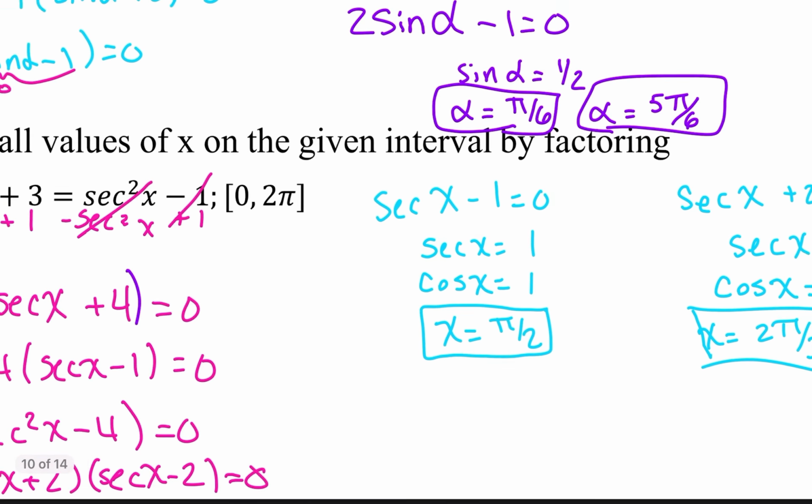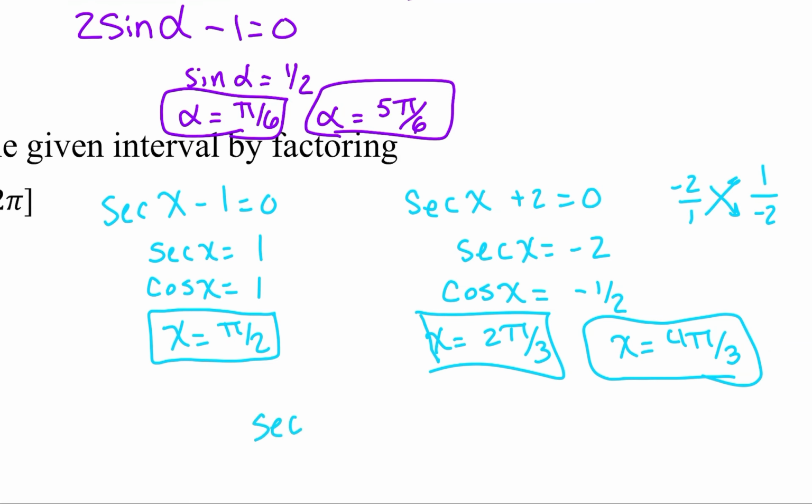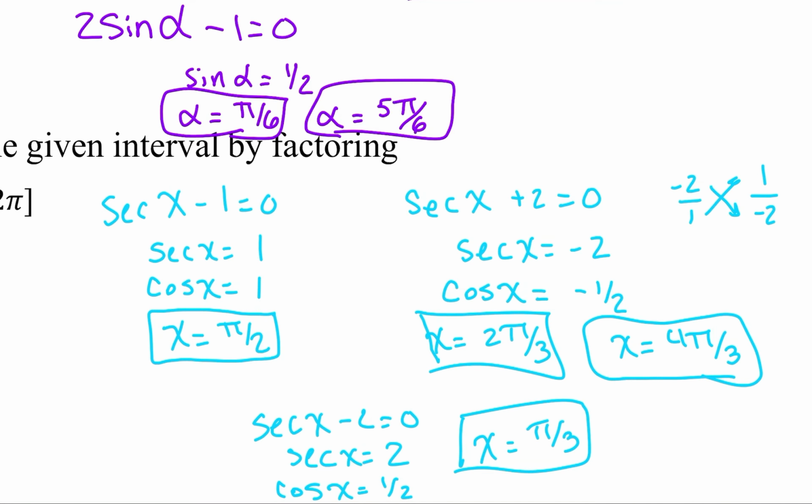And then we got one more, and you can see that's kind of just going to be the opposite, right? The other one is secant of x minus 2 equals 0. So secant of x minus 2 equals 0. So we know that's going to become secant of x equals 2. And when I do my reciprocals, cosine of x equals, and we know the reciprocal of 2 is 1/2, and it's positive this time. So my positive versions of these answers would come from the first quadrant, so pi over 3, and from the fourth quadrant, so 5 pi over 3.